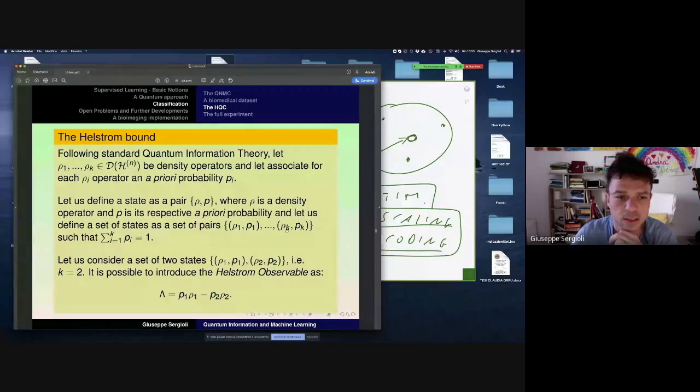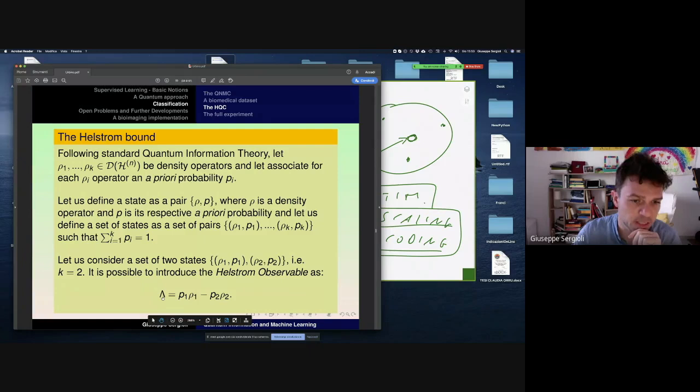Convex in the probability, in the sense that the probabilities have to sum to one. Let us consider a set of two states. So now let us confine ourselves to the binary case only: rho 1 and rho 2. It is possible to introduce what we call the Helstrom observable, like this big lambda. This big lambda is given by p1 rho 1 minus p2 rho 2. Okay.